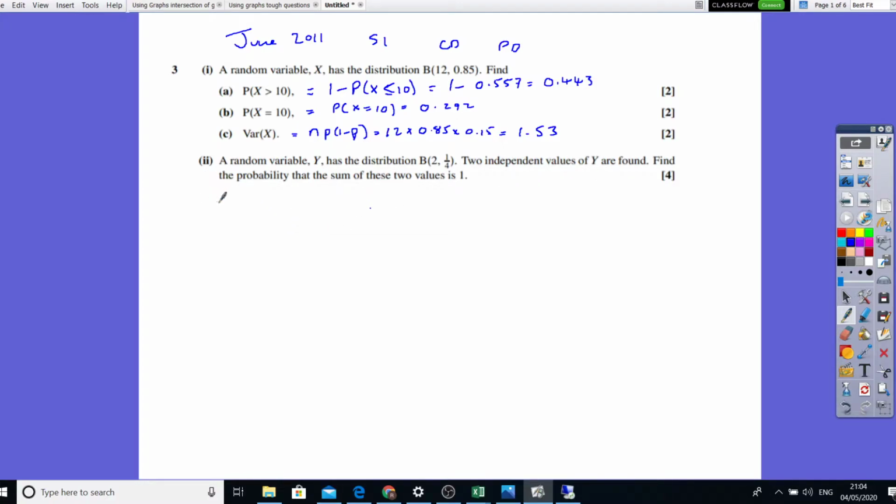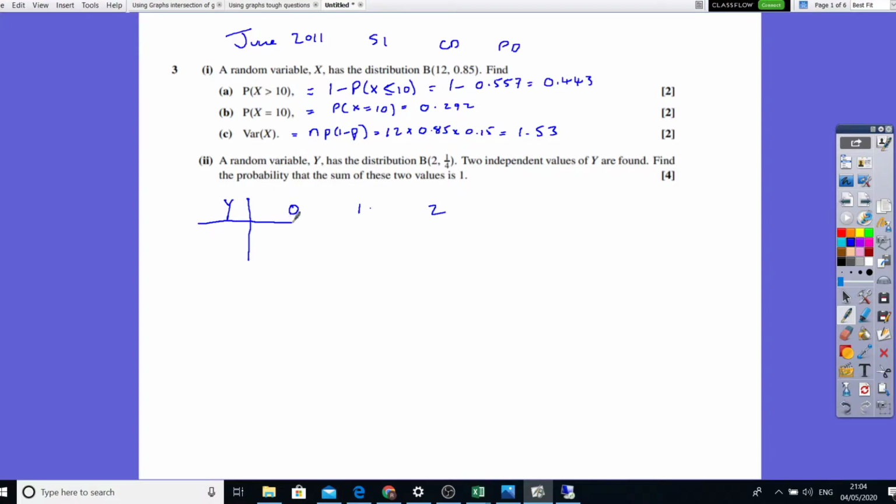Now, going on to the second part, it says a random variable y has the distribution binomial 2, 1/4 success. Two independent values of y are found. Find the probability that the sum of these values is 1. So first of all, let's write down the distribution of y. The maximum number of successes is 2, so y can have 0 successes, 1 success, or 2 successes.